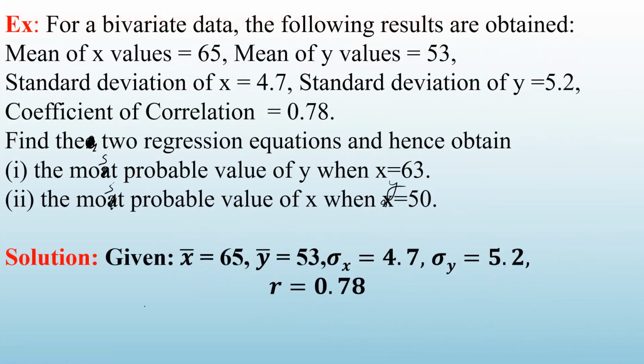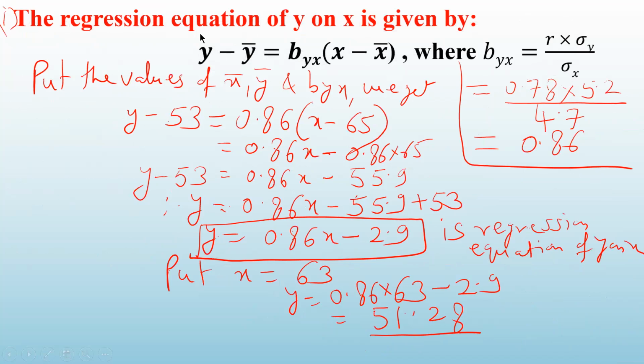Okay. Let me quickly repeat it. First of all, write down what is given to you. Then to calculate the value of y when x is given, you need the regression equation of y on x. So first of all, write down the general form. The regression equation of y on x is given by this. Find out the value of byx. After you have calculated it, put everything in the formula. Then step by step, after putting in the values, multiply each term of the bracket by this number. And then we want only y here, so shift this minus 53 to the other side.